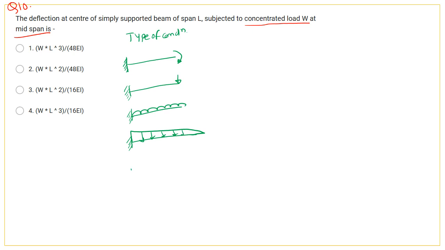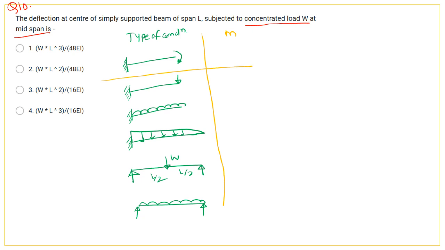Then next is simply supported beam with point load at its center. This is L by 2, L by 2. This is W. Then simply supported beam with UDL. Okay, these are the different conditions. So moments for these conditions are, okay, let me draw first.